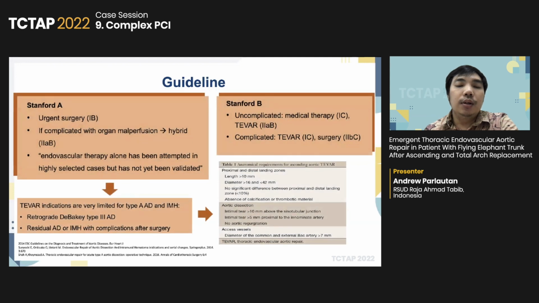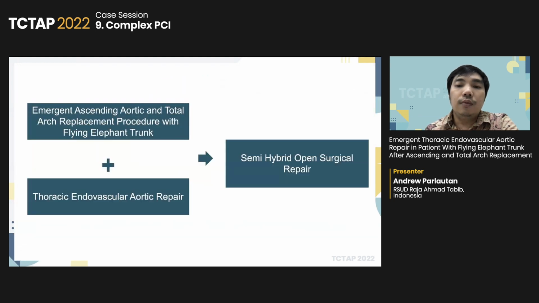We know together that from the guideline for Stanford A aortic dissection, urgent surgery remains the recommended therapy with class recommendation I, level of evidence B. So at that time, the heart team decided on a semi-hybrid open surgical repair with emergent ascending aortic and total arch replacement with the conventional elephant trunk, followed by TEVAR, thoracic endovascular aortic repair.